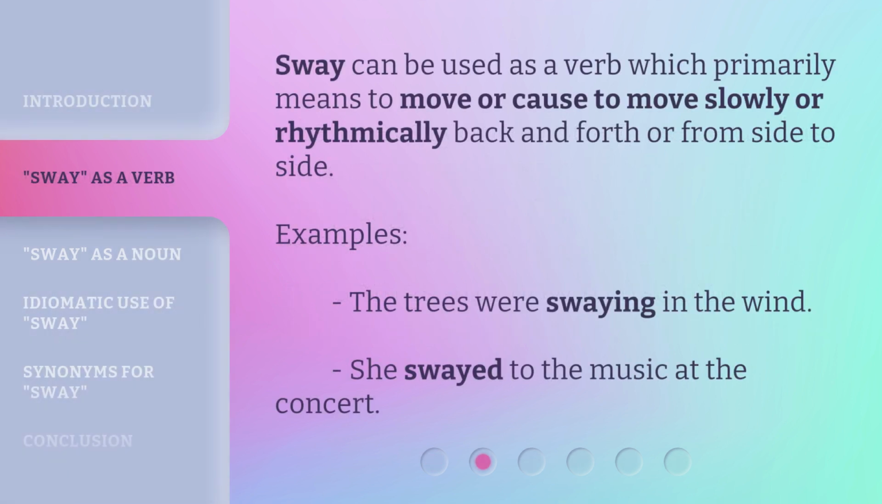Sway can be used as a verb which primarily means to move or cause to move slowly or rhythmically back and forth or from side to side. Examples: the trees were swaying in the wind. She swayed to the music at the concert.